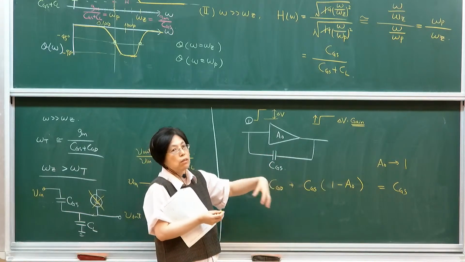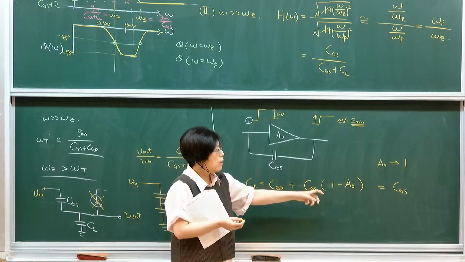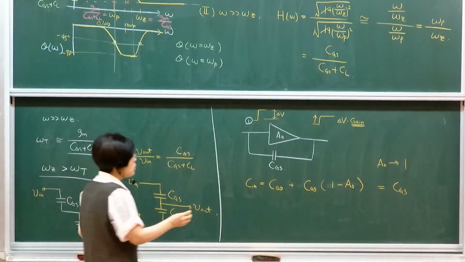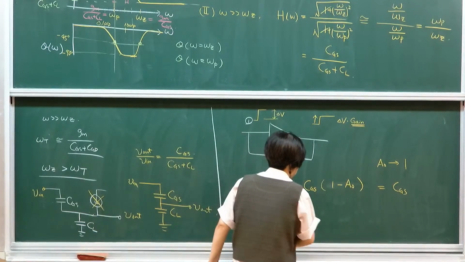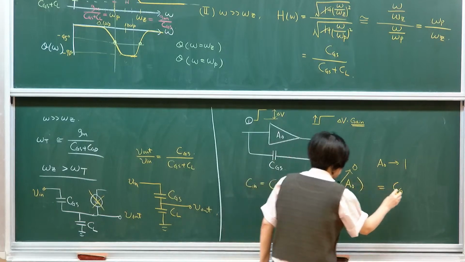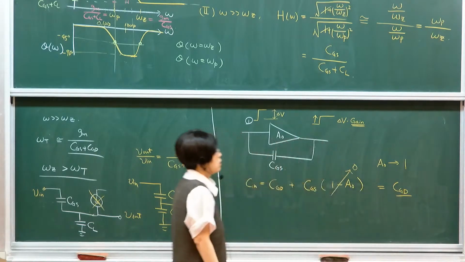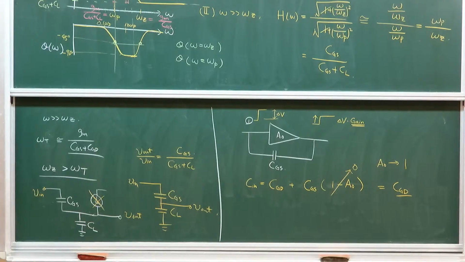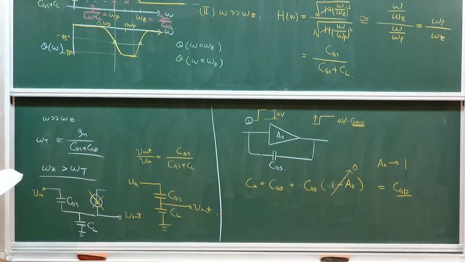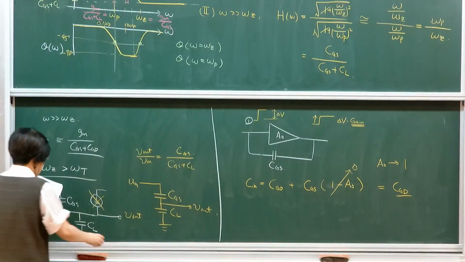If my A0 is not exactly 1, then there will be an attenuation effect. It will then reduce the effective gain. If A equals 1, this is 0, so then you only see CGD. Your feed-forward capacitance can be completely canceled because it's rising. If both terminals are rising at the same rate, there's no voltage difference required. Okay? That's, of course, the extreme case. Let's do an example on this effect.